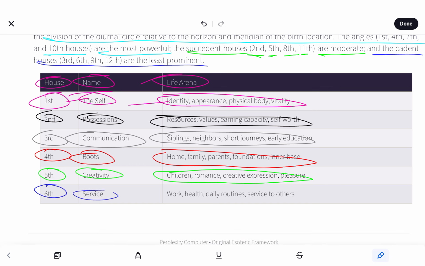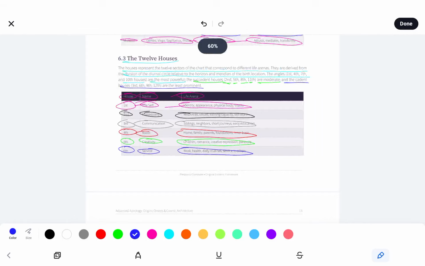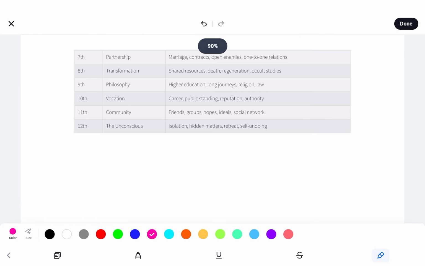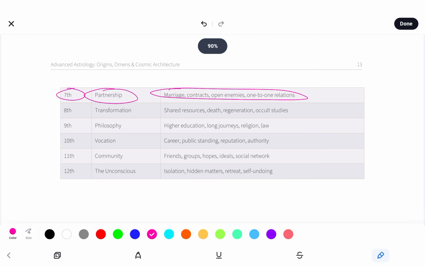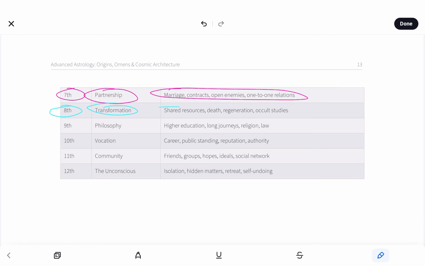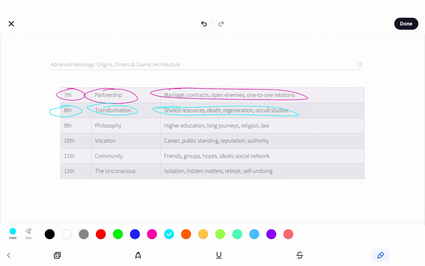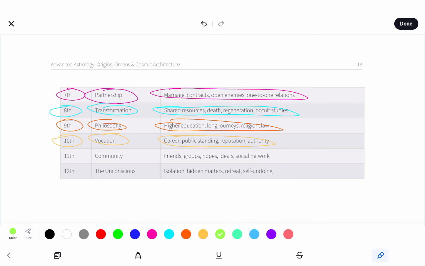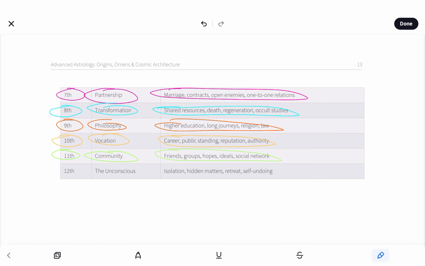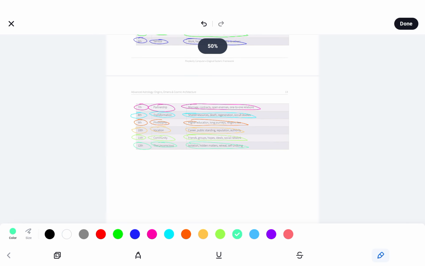The 6th house, service, work, health, daily routine, service to others. The 7th house is partnership, marriage, contracts, open enemies, one-to-one relations. The 8th house is transformation, shared resources, death, regeneration, occult studies. The 9th house is philosophy, higher education, long journeys, religion, and law. The 10th house is vocation, career, public standing, reputation, and authority. The 11th house is community, friends, groups, hopes, ideals, social network. And the 12th house is the unconscious, isolation, hidden matters, retreat, and self-undoing.